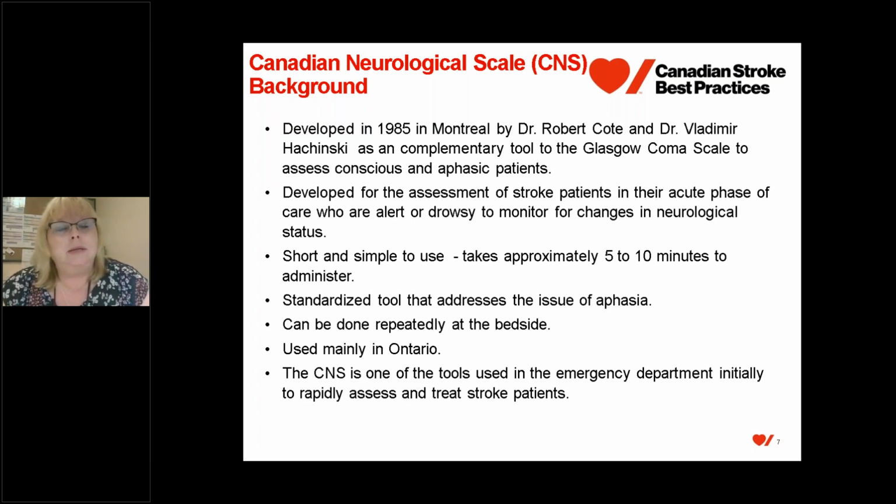It is short and simple to use. It takes approximately 5 to 10 minutes to administer. It is a standardized tool that addresses the issue of aphasia and can be done repeatedly at the bedside.